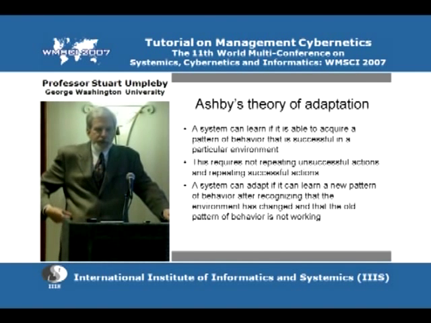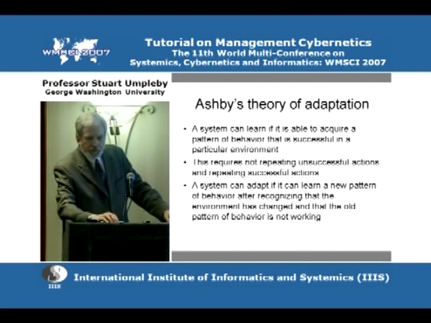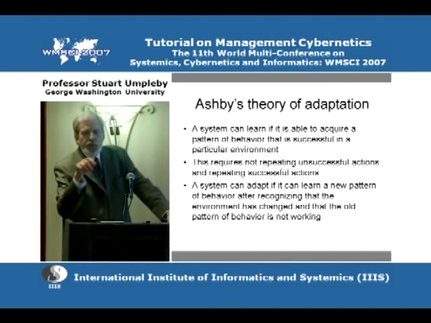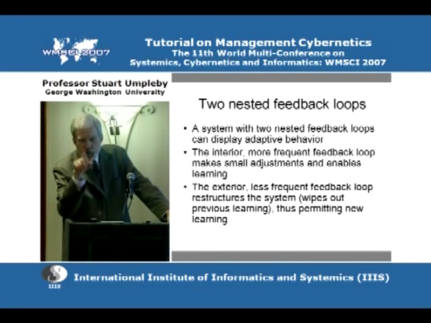Now, in terms of Ashby's theory of adaptation, which is explained in the earlier tutorial, Ashby was concerned with the origin of adaptive behavior in both individuals and machines. And he suggested that if a machine or organization or organism could display two levels of feedback, that is feedback and then another feedback loop that encompasses it. So you think of two nested feedback loops, an inside one and an outside one. Then the inside feedback loop allows you to learn what behavior works in a specific environment. In other words, if something works, you repeat it. If it doesn't work, you don't repeat it. And that learning process is a very elementary process, but it works. Over time, you adopt a pattern of behavior that fits with the environment.